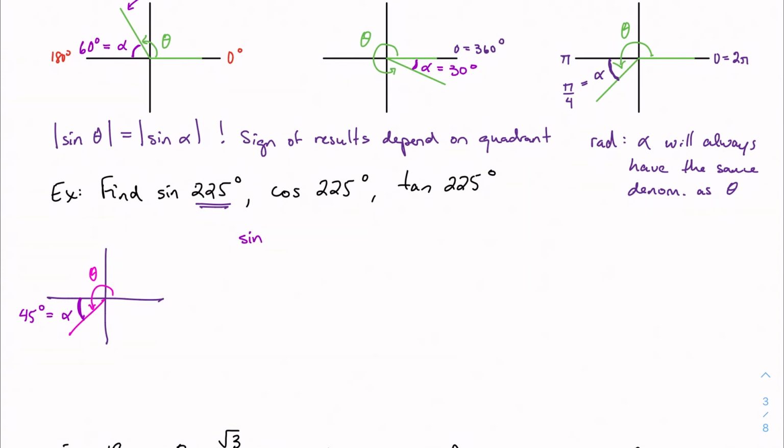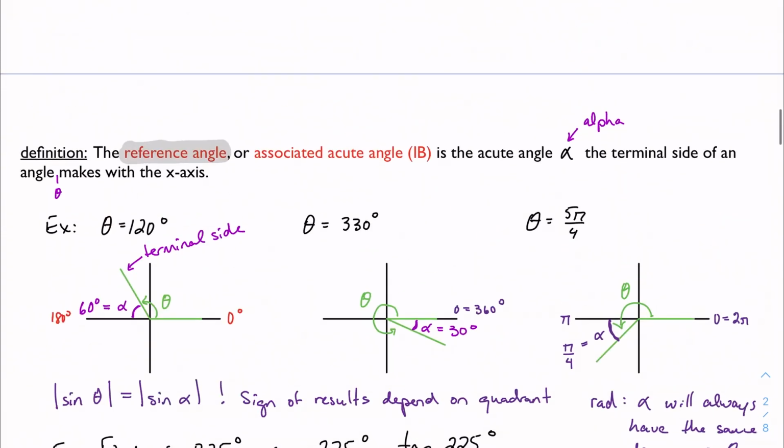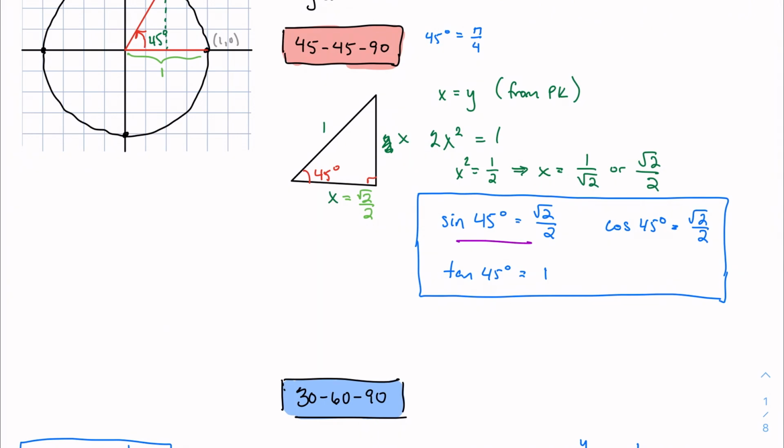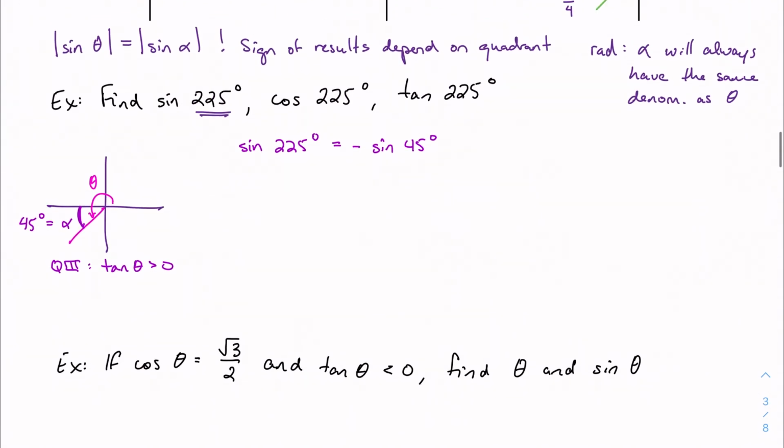So sine of 225 is at least going to be equal in number to sine of 45. But we know that in quadrant 3, if All Students Take Calculus, tangent will be the only positive function. So my sine will be negative. Makes sense, right? So I know that sine of 45, we learned way back up here, is square root of 2 over 2. So sine of 225 is going to be negative square root of 2 over 2.